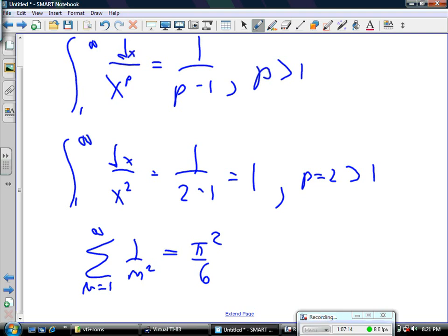Do you know prime numbers? What are they? What's the smallest prime number? 2. It's an integer that has only 2 unique factors, 1 and itself, right? What's the next one after 2? 3, 5, 7, 11. After a while, they get farther and farther apart and harder and harder to find.